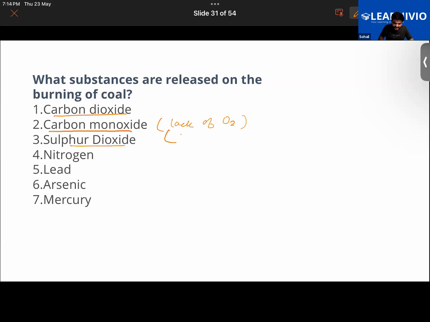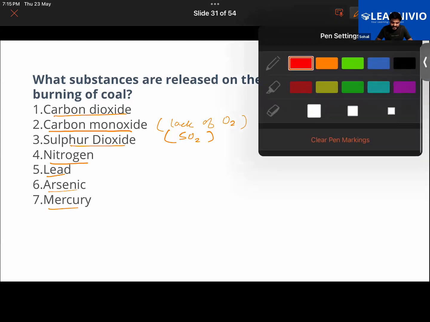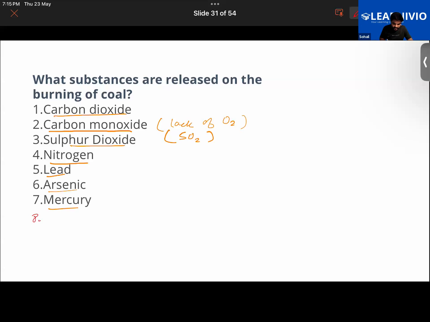Sulfur dioxide, that is SO2, will be released. Nitrogen gas, lead, arsenic, mercury. These are some of the other products that are released upon burning of coal. Hope you guys have got this. Apart from these, there would be methane in some cases. In some cases, there could be butane as well. Butane, hexane can also be there. So coal has been finished here.